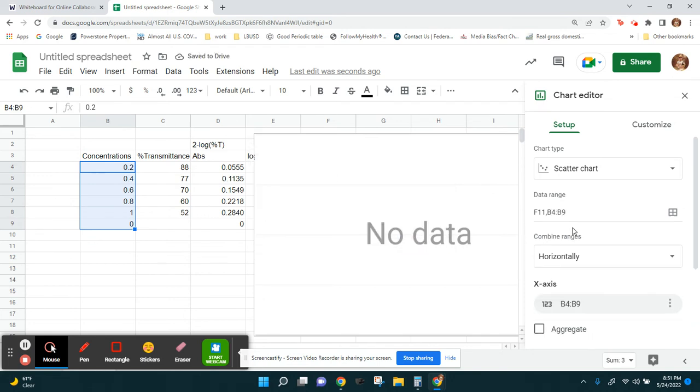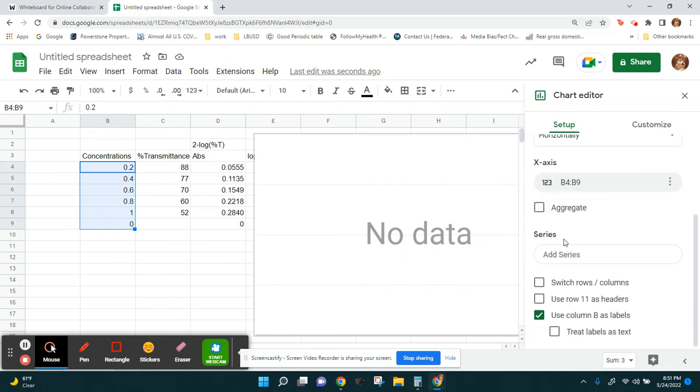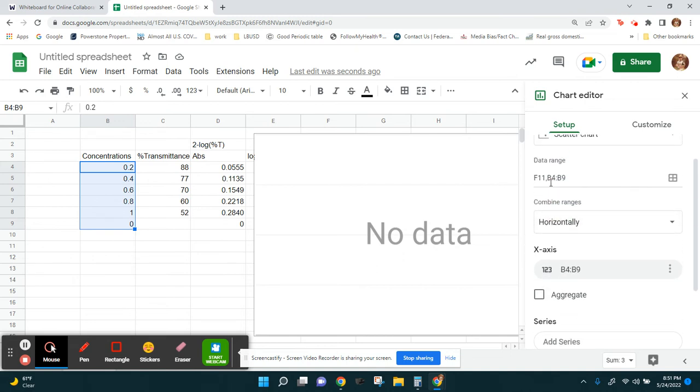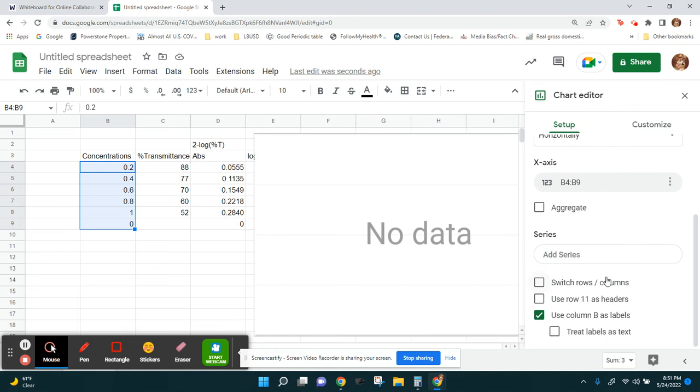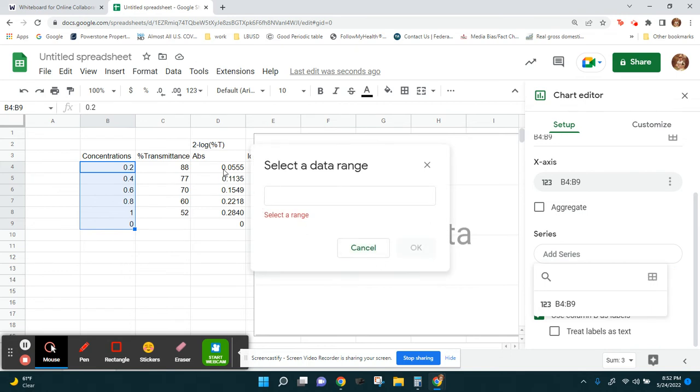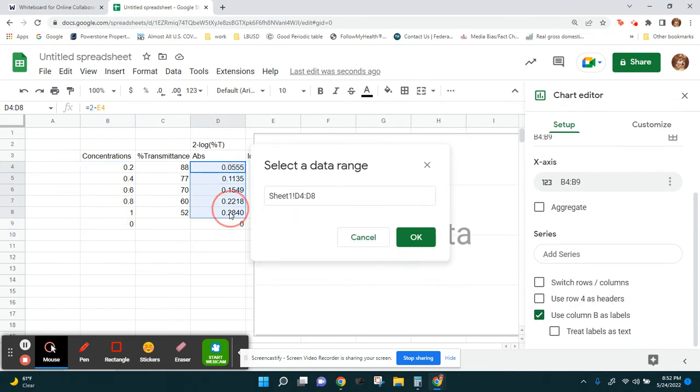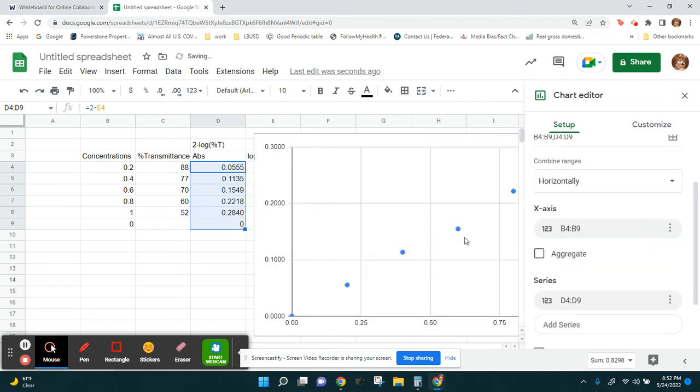And then, let's see, I don't want that F11 in there. I don't know why that's in there. And then on the y-axis, we go to add series, and you're going to put the absorbances. So the absorbances are right here. Click OK on that one. Luckily, we've already done a graph, so hopefully this is just review for you guys. And there is my graph.